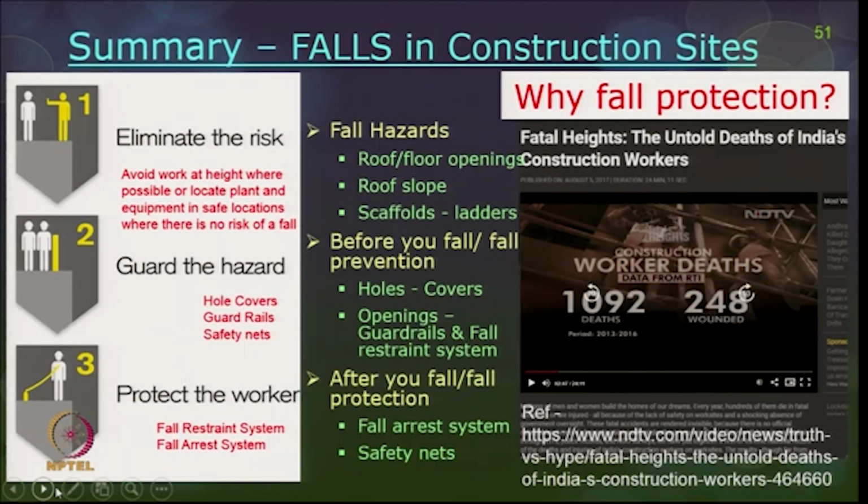Then falls in construction sites, again a summary. So, eliminate the risk. Avoid working at height wherever possible, or locate plant and equipment in safe locations where there is no risk of a fall at all. So, number one, eliminate totally. Number two is guard the hazard. Either you can use hole covers for small openings, or you can have guardrails and safety nets. These are all passive protection, or I would say environment protection. So, workers can work even without proper PPEs, still they will not have a fall hazard. Number three, as a double precaution, protect the workers, primarily with PFAs in place, that can be in terms of fall restraint system or fall arrest system.